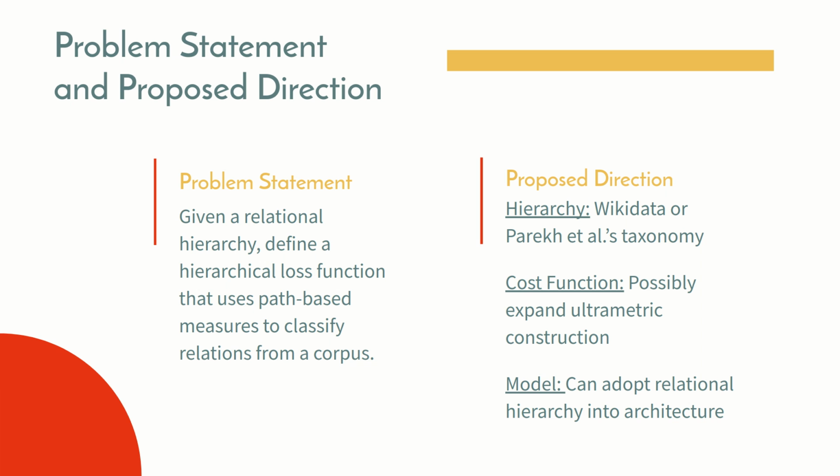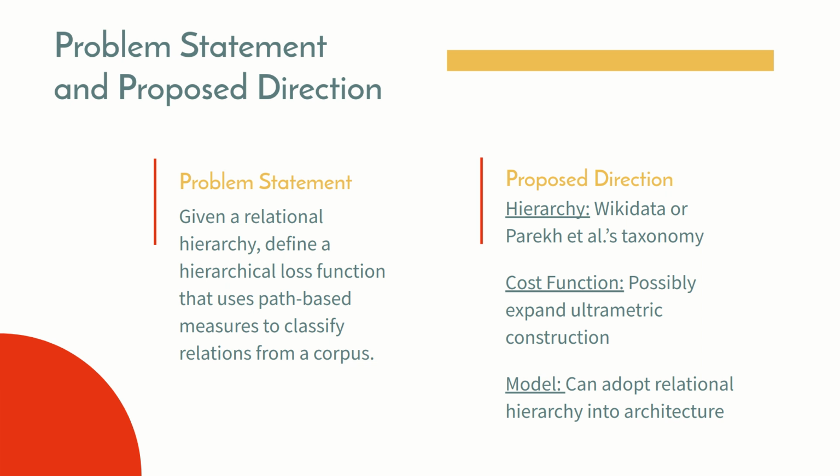We are not looking at the overall relational hierarchy, we are focused more on what these two nodes are and how their relationship is. So the proposed direction we can look towards is, first we need to have a relation hierarchy. For this, we plan to use Wikidata or Parekh et al.'s taxonomy. Then we need to have a cost function.